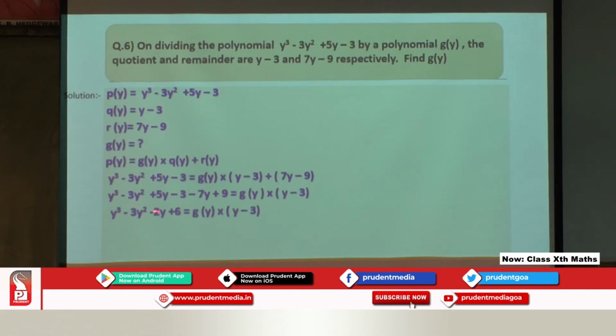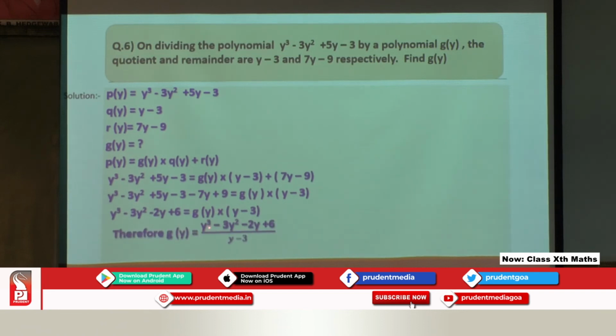After simplification, y cube minus 3y square plus 5y, here minus 7y. These two are like terms. So, here minus 7y, here plus 5y. So, subtract these two. After subtraction, I got minus 2y, that is minus 7y plus 5y, 7 minus 5 is 2y, the greater number is negative. Again, see plus 9 and minus 3, these two constants we should subtract. 9 minus 3 is 6, the greater number is positive, so here plus 6. That is equal to g of y into y minus 3.